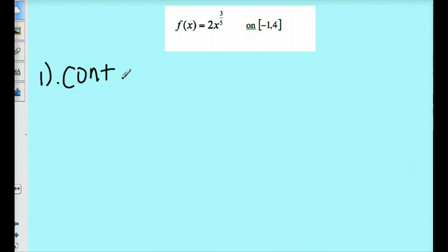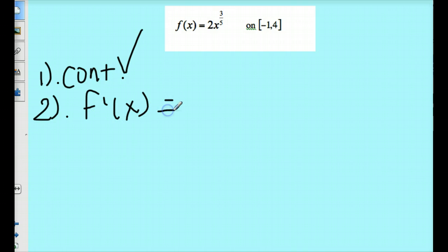I know that a jump happens when I have piecewise functions. And I also know that I have an undefined point or vertical asymptote if I have a denominator. But in this case, none of that exists. So we know part 1 is true. Part 2 is to check that the derivative exists. So I need f prime of x, and if I do that, I get 6 over 5 x to the negative 2 over 5, because 3 minus 5 is negative 2 over 5.